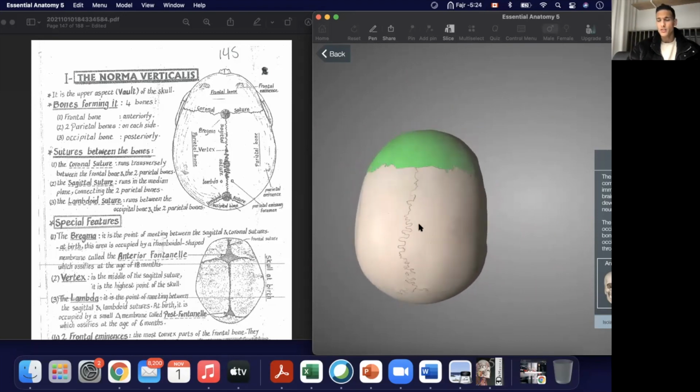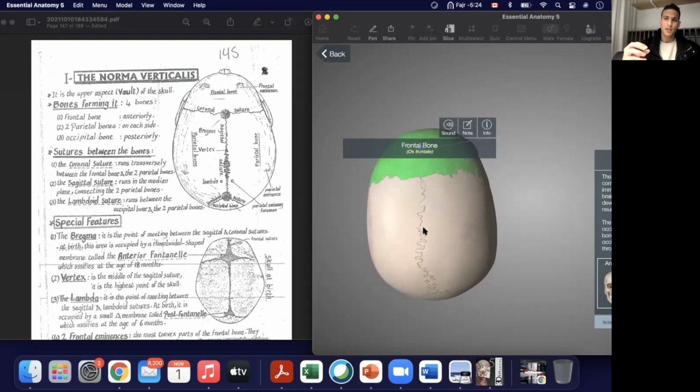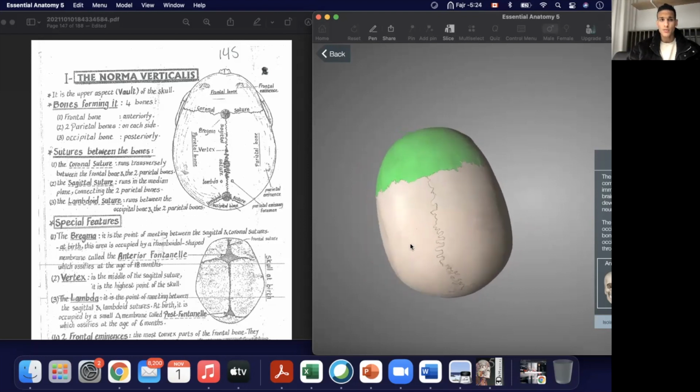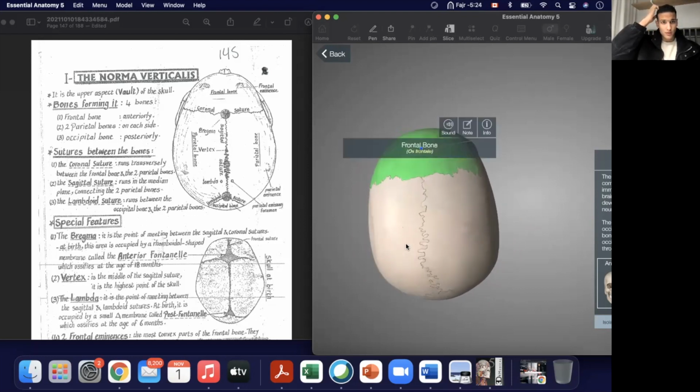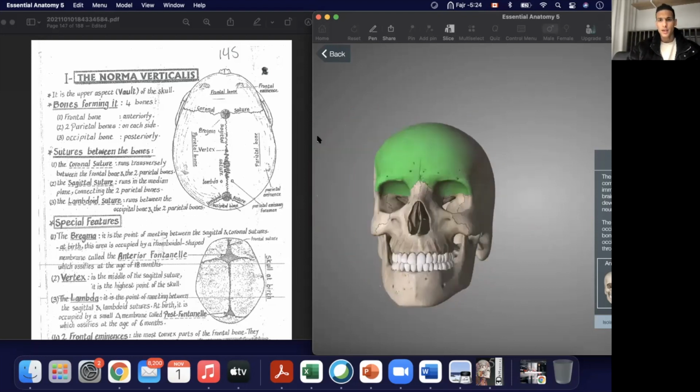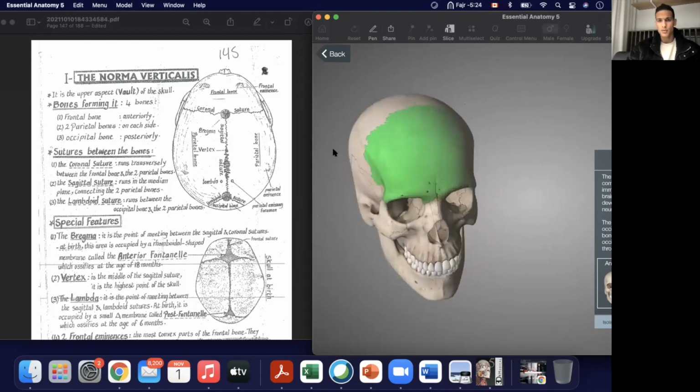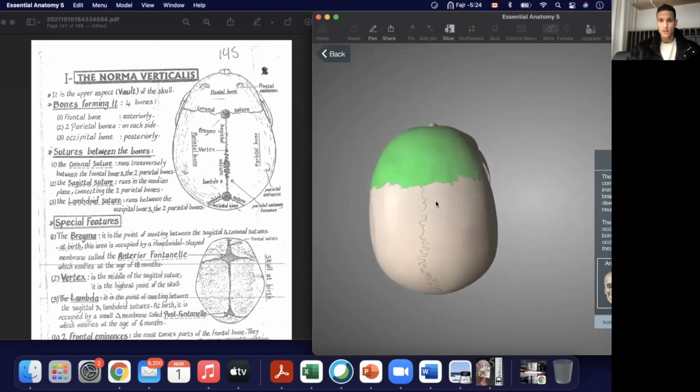And we're going to discuss all of the specific important features, the bones that make it, the borders of the roof of the skull, because these are very important points to bring up. To start with, the roof of the skull, or the vault of the skull, is made up of 4 bones. There is the frontal bone, as you see here, labeled frontal bone, and it makes part of the roof of the skull.